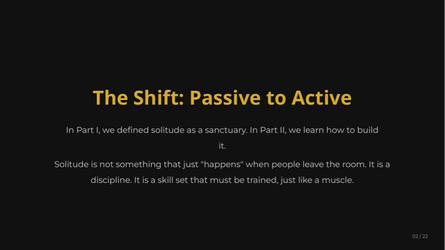This shift from passive to active is crucial. It means moving from waiting for solitude to happen naturally, to deliberately creating it. Because if we want to truly benefit from solitude, we have to see it as something we can develop and strengthen. It's about making a conscious effort, rather than hoping it'll just occur. So, let's explore how we can actively cultivate this skill and make solitude a consistent part of our lives.